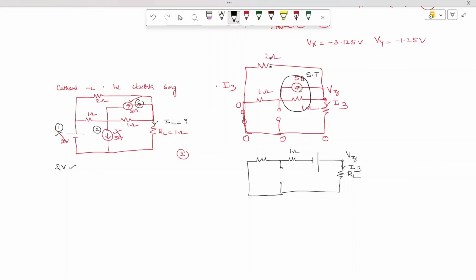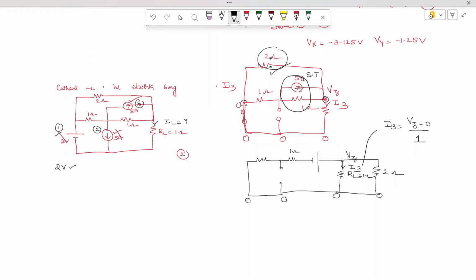We need to find out the current I3. And you see here, between Vz and 0, one more branch is connected, which is nothing but a 2 ohm resistor. What I require is I3. So I3 is equal to Vz minus 0 divided by 1, where the RL value is 1 ohm.